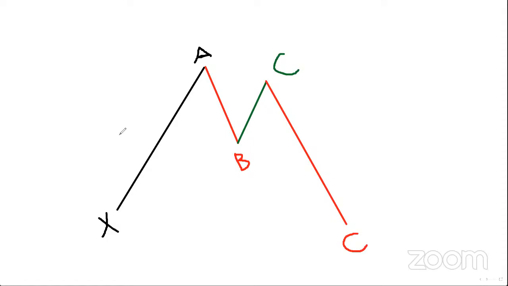Now, all of these numbers are used interchangeably. Why? Because each pattern has its own ratios. Gartley has its own ratio. Bat has its own ratios. Butterfly has its own ratio. So it's all about discovering the pattern, and then you're going to use Fibonacci retracement levels so that you can decide whether this is a butterfly or bat or whatever.